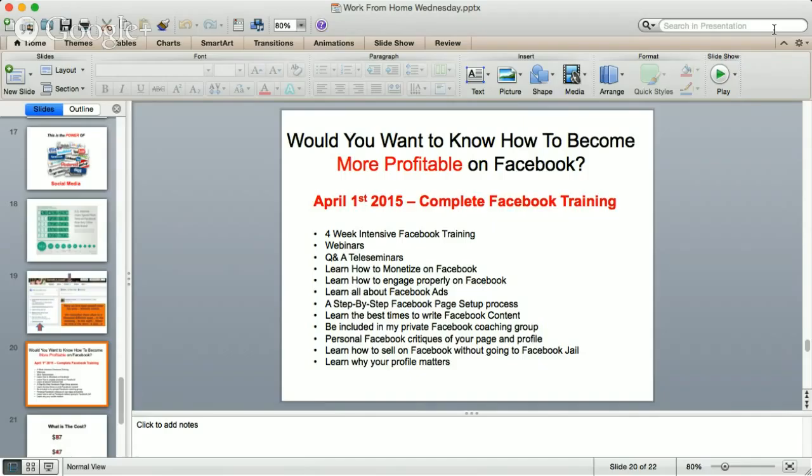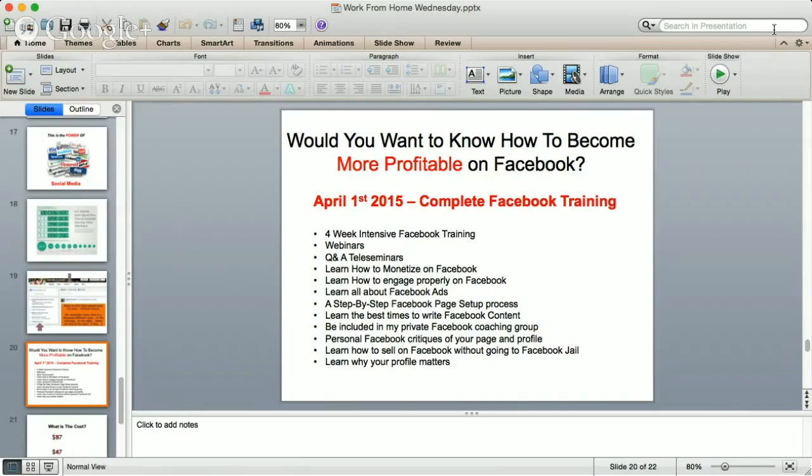And the most important thing is you're going to learn how to sell on Facebook, like I mentioned earlier, without going to Facebook jail. You want to learn how to sell because Facebook has become a store. It's become a place where you can sell, where you can put your links, where you can send people to your opportunity, as long as you do it the right way. And that is what you're going to learn for the 4 weeks.